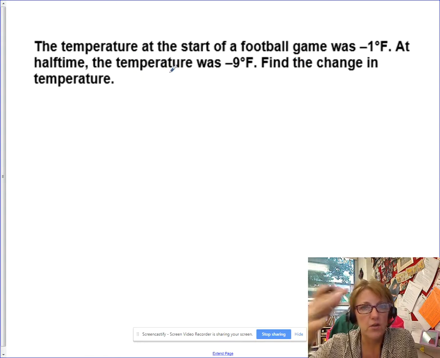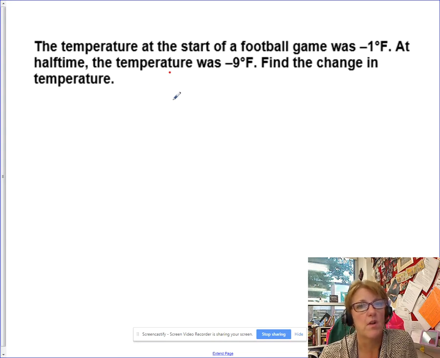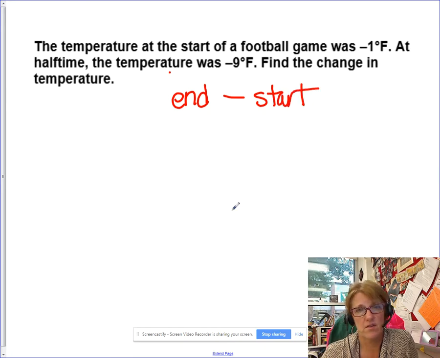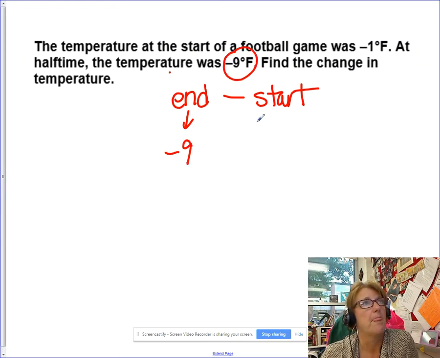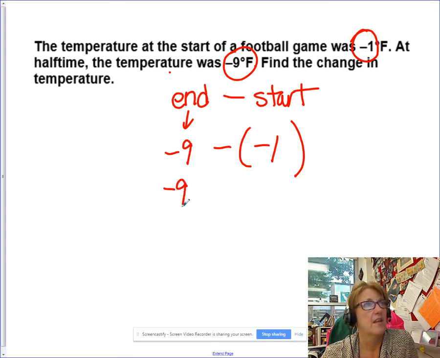So, when you're finding change, here's what I want you to think about. You take the ending point and subtract, find the difference from the end back to the start or the beginning. So, at halftime, we were at -9. That's when you apparently stopped taking temperature readings. And then we have to subtract where we started. We started at -1. Keep, add, opposite. Your final answer should be -8 degrees.